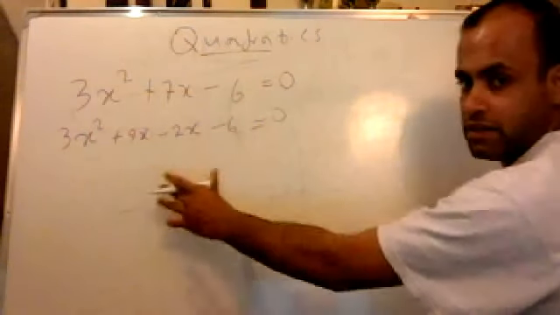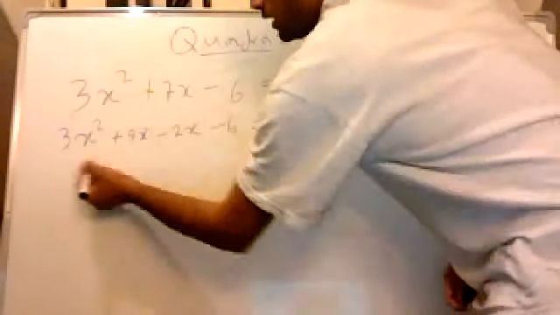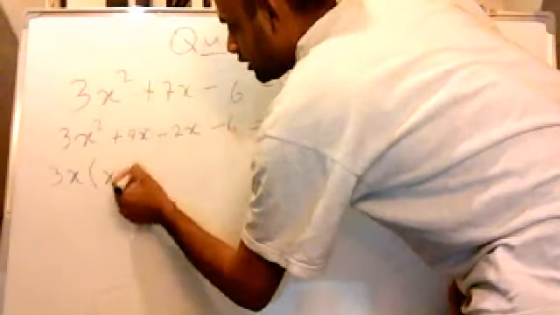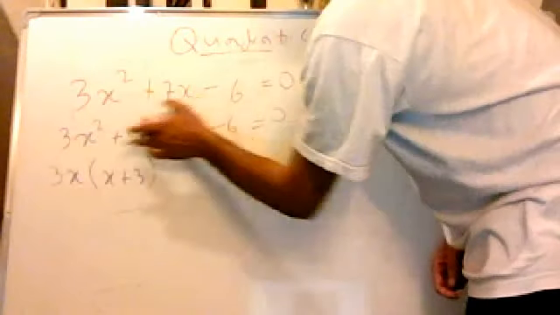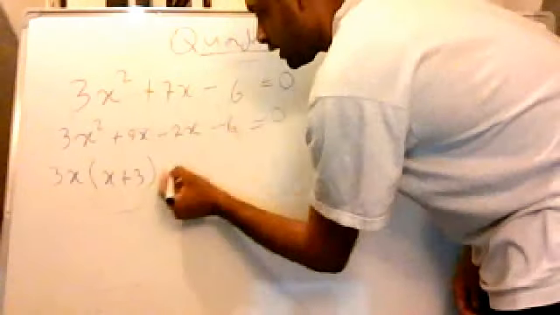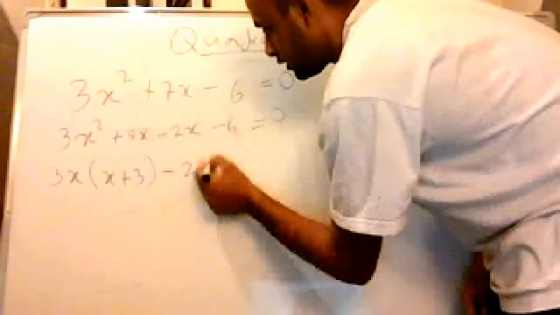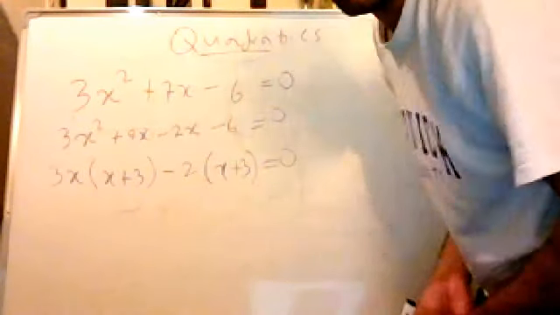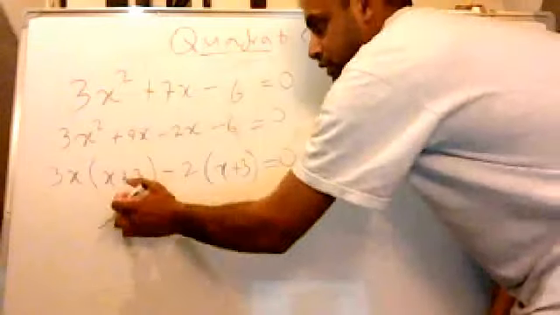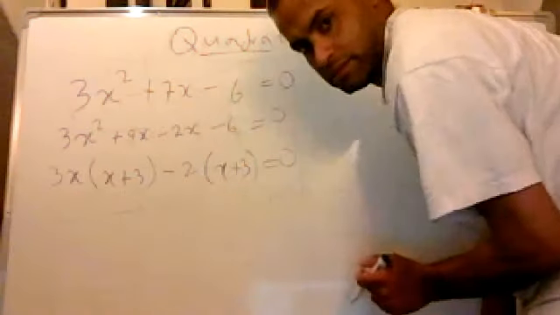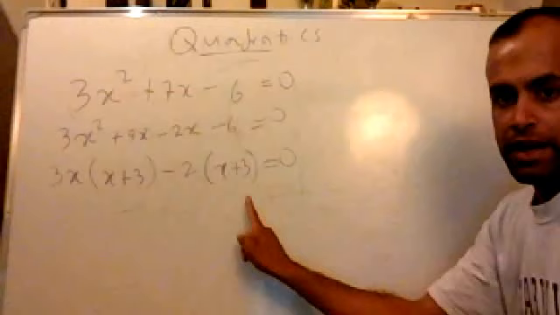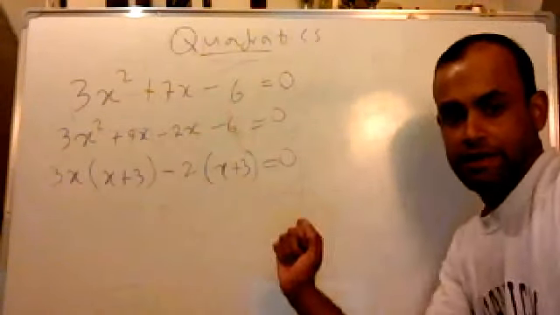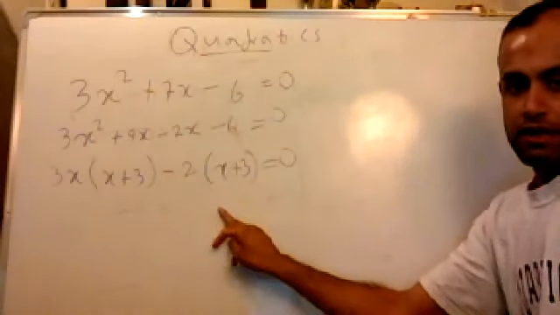So now let's factorize in pairs. If I take 3x out of the first two terms, that becomes 3x times (x plus 3). Then here I can take minus 2 out, and that becomes minus 2 times (x plus 3). And all that is equal to 0. The key thing here is to get the same bracket in both places. If you are getting different brackets, that means you have made a mistake somewhere in that line. So you must get these two brackets the same.